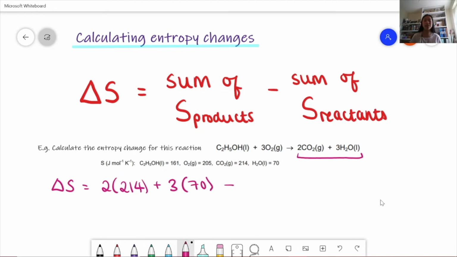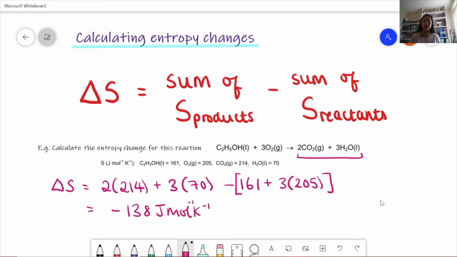And then we minus the sum of the reactants, so the stuff on the other side. So we have 1 mole of C2H5OH, which is 161. And then you can use a bracket, so you're minusing all of the sum of the entropy of the reactants. And then you add on 3 of this, 205. And then you just plug in all the numbers, and this comes out to be minus 138 joules per mole per Kelvin. And you need to remember the units of this entropy. However, they have given it in this question for us.